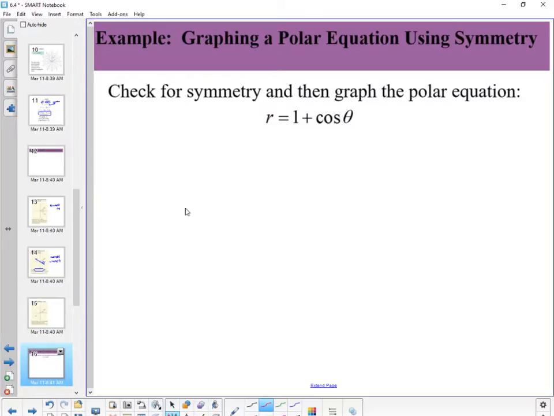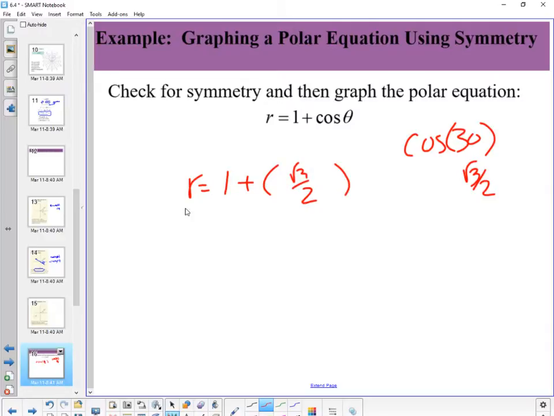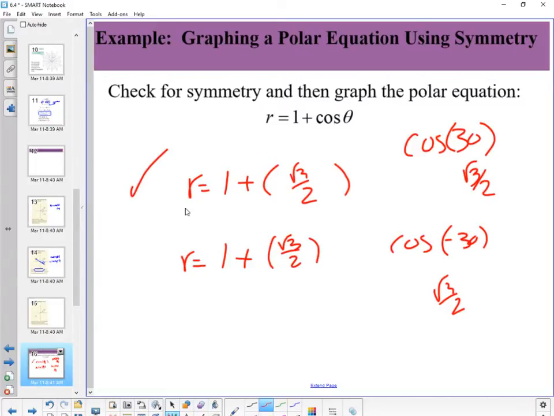Anything other than quadrantals. All right, so for starters, if I did R is equal to 1 plus the cosine of some angle, I'm going to pick something simple that I know, like 30. What's the cosine of 30? Radical 3 over 2. Let's switch it: 1 plus the cosine at negative 30 degrees. That would still give me a positive radical 3 over 2, correct? Did it change? No, so we do have X symmetry.